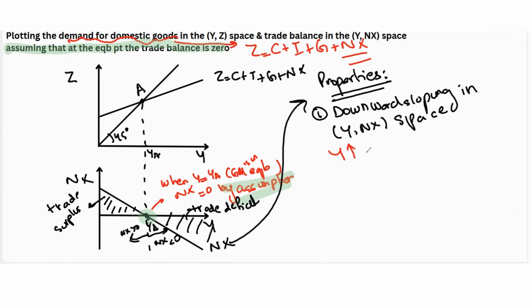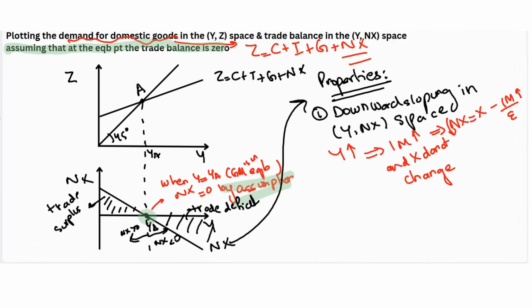When Y increases, imports increase, because imports are a positive function of domestic income. And exports do not change, because exports depend upon the real exchange rate and foreign income. So net exports, which are X minus imports divided by epsilon, go down. It's downward sloping because when Y increases, imports go up, which causes net exports to go down.